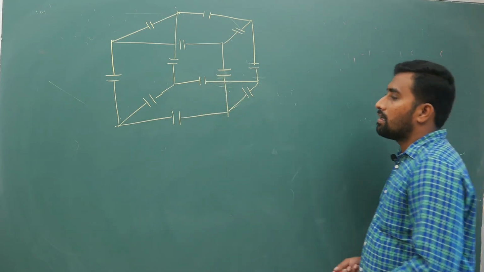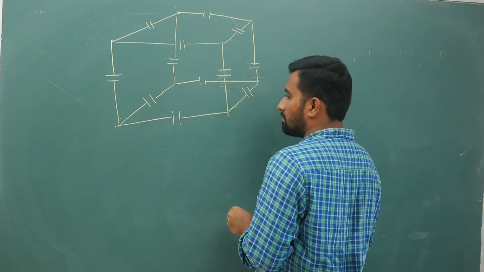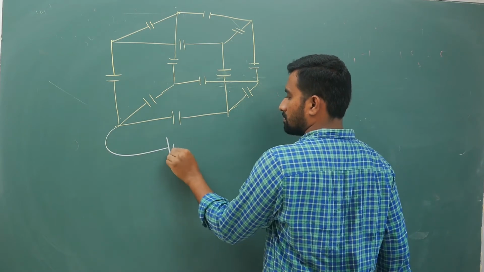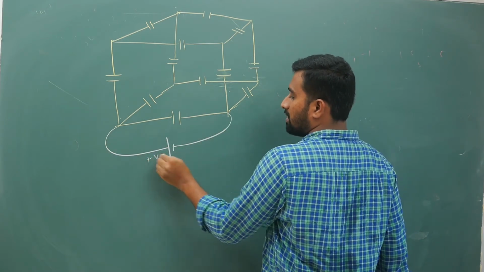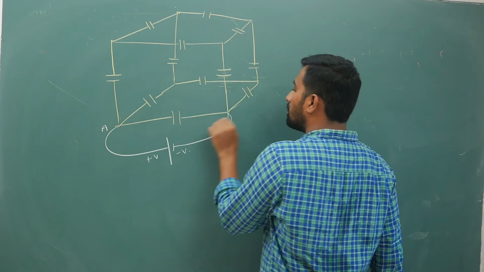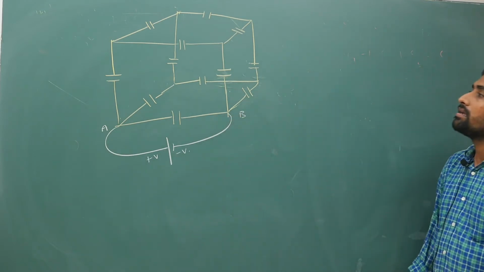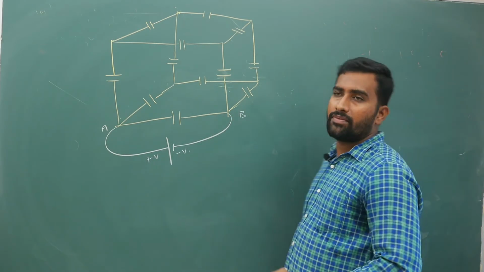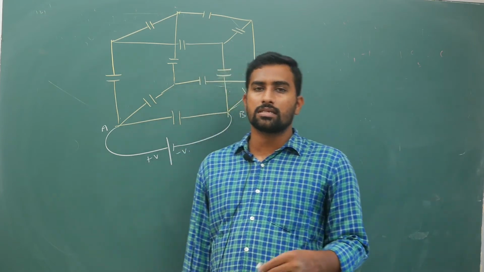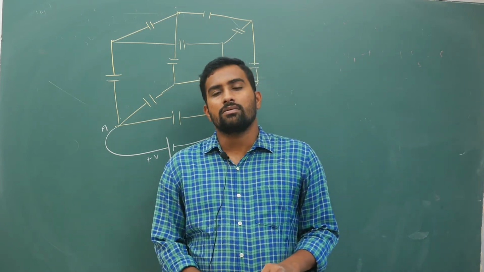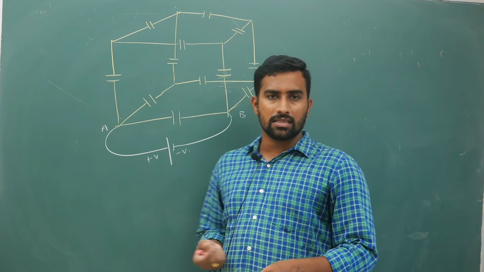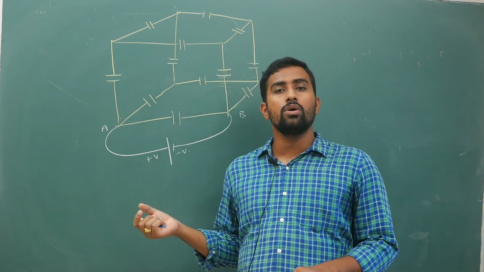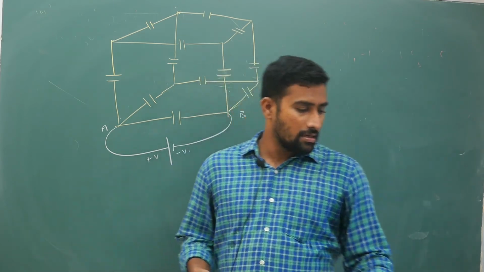Right. Now you connect a cell of plus V minus V. You are supposed to find the equivalent capacitance between A and B. Now pause the video clip, try to mark the potentials and then calculate the equivalent capacitance. I will give the answer, it will be exactly similar to what you have learned previously.